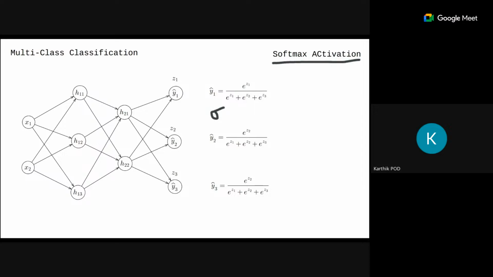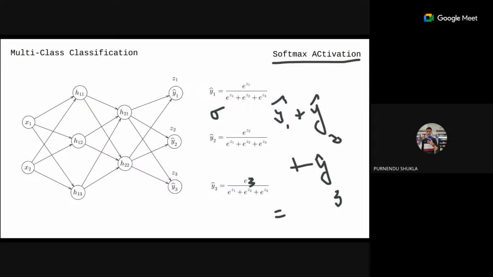There's a typo here. This should be e power z3. So e power z1, e power z2, e power z3. And if you add y1 hat, y2 hat, y3 hat, what do you get? That is equal to 1, right? It's a probability distribution. When you used sigmoid also, you got a probability distribution in some sense, but here it's very clearly a probability distribution over the labels.